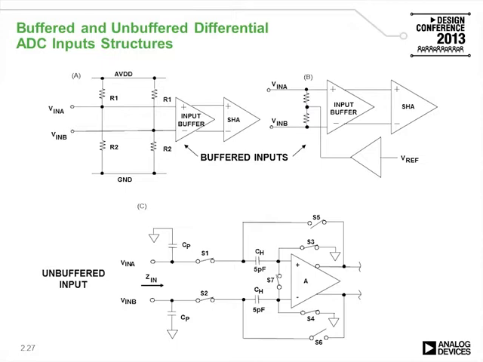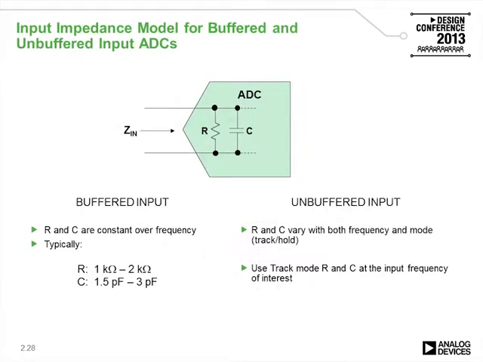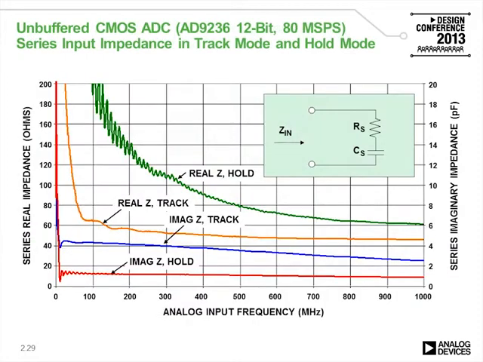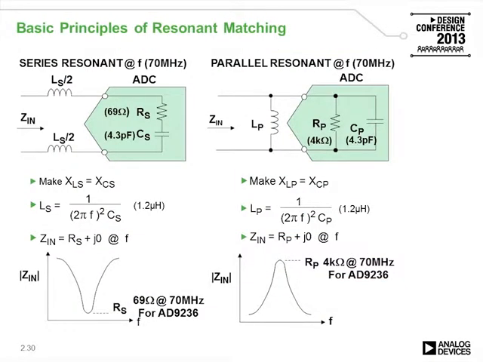And in those particular types of circuits, we see a widely varying input impedance presented to the driver, which makes it a little bit tougher to deal with. So again, we like buffered inputs because they present a nice standard load. However, we can see that the switch capacitor input varies quite a bit, and that's what we're showing here. This is a measured performance of a 12-bit 80 mega sample converter, the AD9236, and you can see that there's a significant difference between the real and imaginary components of the hold mode and the track mode. So the way we can deal with that is in a process called resonant matching.